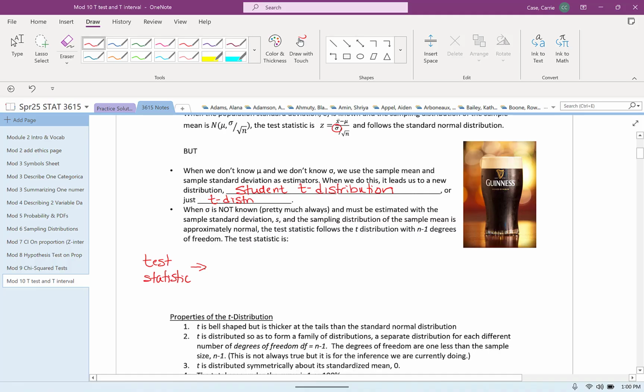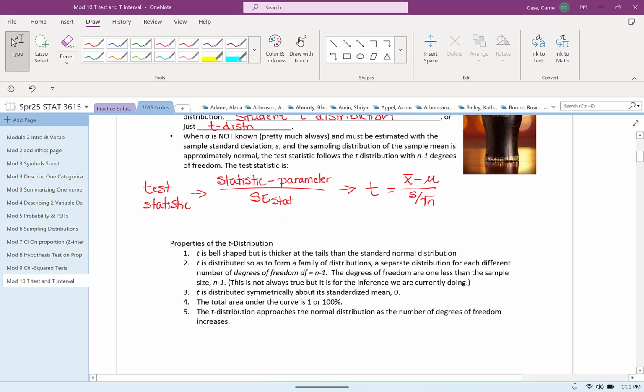So remember when we were testing the proportion, we had a statistic minus a parameter divided by the standard error of the statistic. Well, that's that same format we're going to have in this section. It's a t-test statistic, and it is equal to x bar minus the mean mu divided by standard error, which is s over the square root of n. And we're using s here because we don't know sigma.